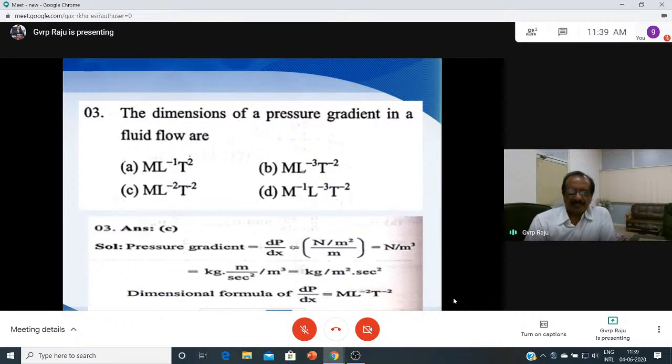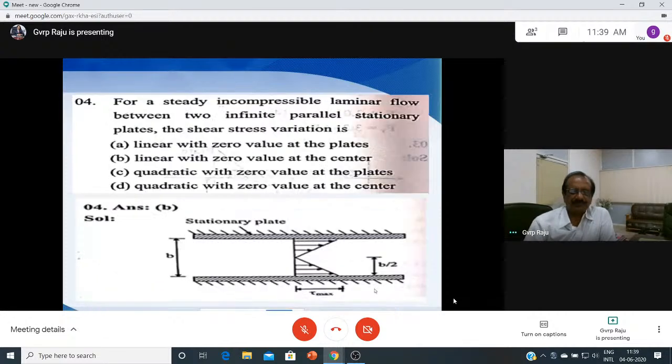You have followed this: the dimensions of a pressure gradient in a fluid flow, the answer is C here. So this is a dimension system, and it is very easy here. The dp is the pressure, which is Newton per meter square, and distance is meters, so Newton per meter cube. And the force you can convert to mass into acceleration. Mass is kg and acceleration is meters per second square. So this is kg per meter square per second square, and kg is M, meter square is L, and second square is T. So M L minus 2 T minus 2.